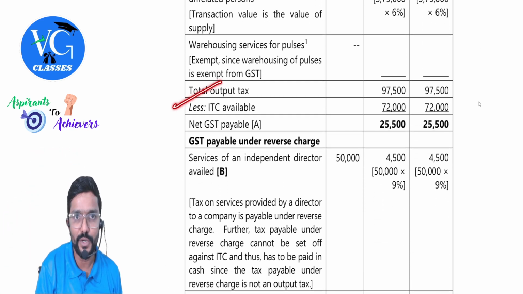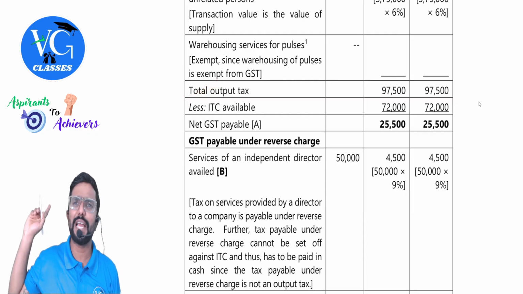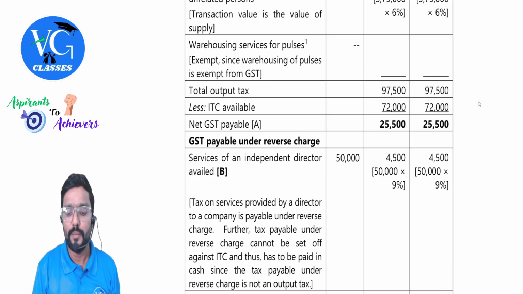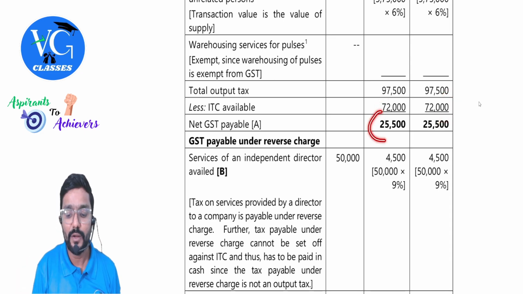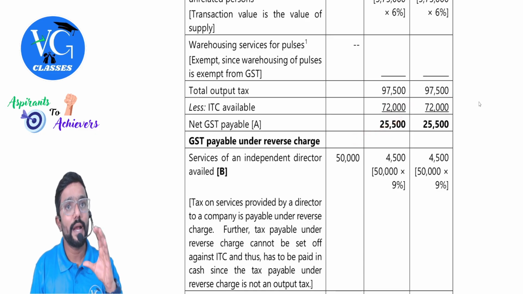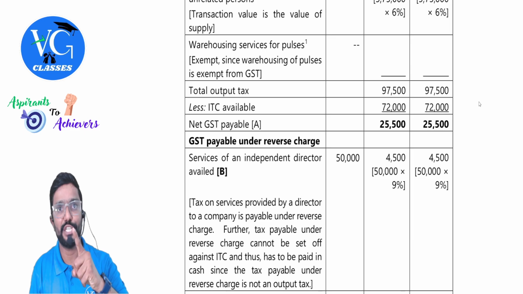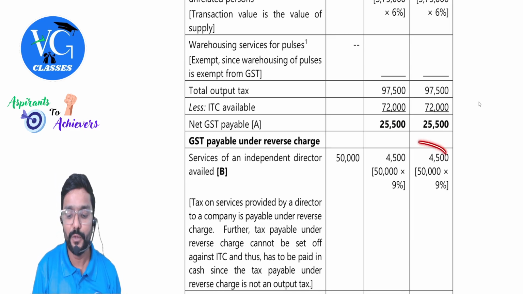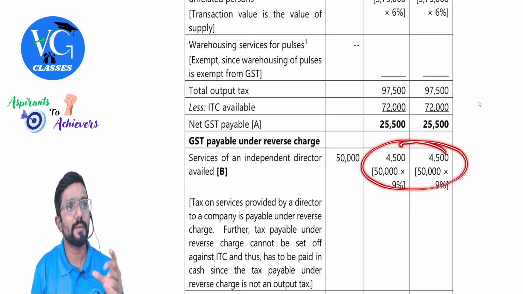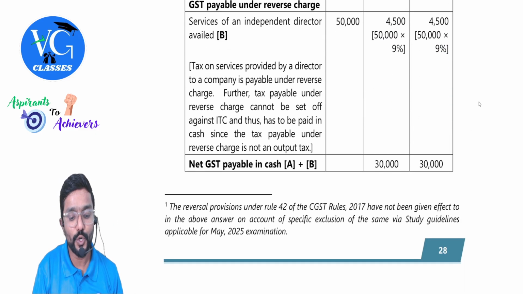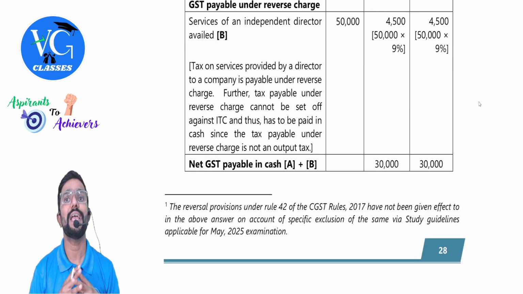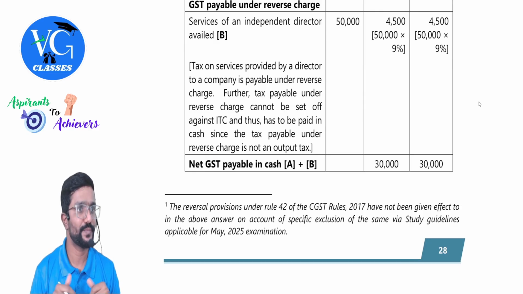First, calculate total output tax. Then calculate input tax, maybe by way of working note. Minus full input tax for which credit is available. Then you will get, what is this figure called? Output tax to be paid through cash ledger. Now for that you need to add whatever inward supply on which you are supposed to pay tax under RCM. This is the total figure which you have to pay through the electronic cash ledger.